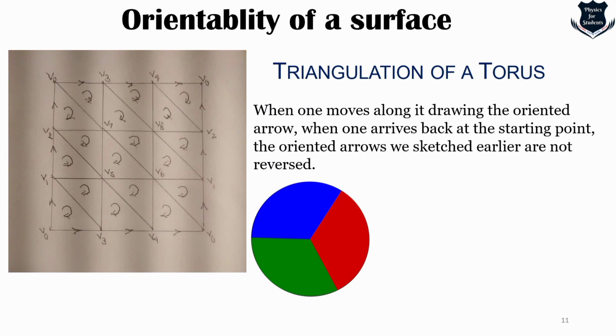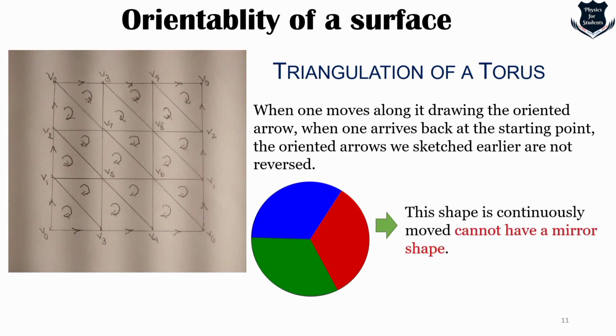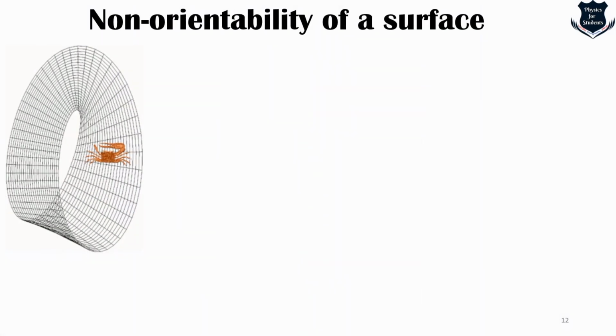That means if I have this kind of a pie chart, and if I move it continuously around the surface, it cannot have a mirror shape. That means it is an orientable surface. That means for the arrows, or the people moving around the torus I have just shown you, the orientability is not changed. If clockwise is not changed into counterclockwise, then it is orientable, which is exactly the opposite of what happens for a non-orientable surface.